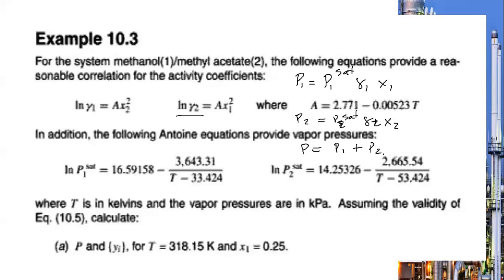Do you have any question on how to solve this problem? Na-imagine nyo paano? Madali lang naman. Yun yung pinapahanap, P. And what about y1? So y1 is simply equal to P1 divided by P. Kamukha din lang ang ginawa natin kanina. Yun nga lang, may bago tayong number, may activity coefficient tayo. Yun lang naman yung bago sa example 10.3. You have any question? So let's try to solve this one.